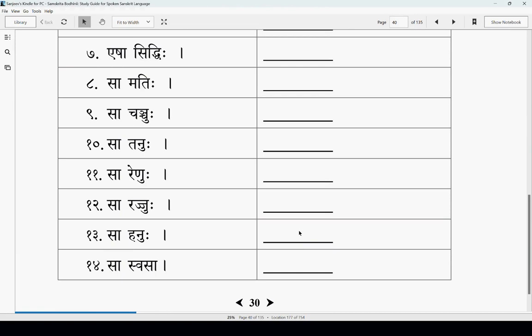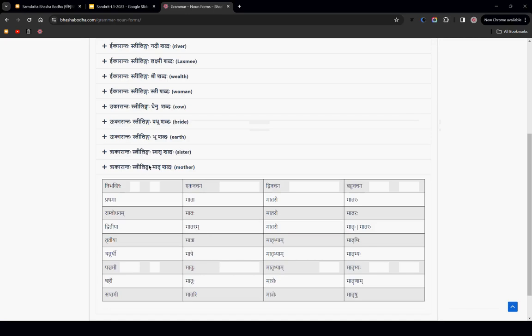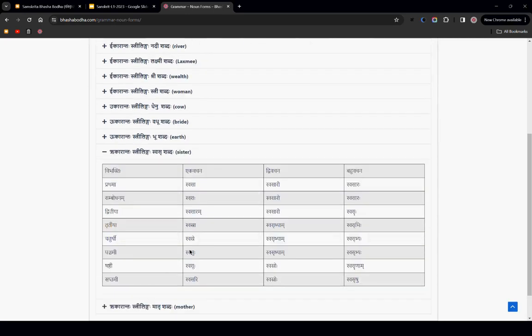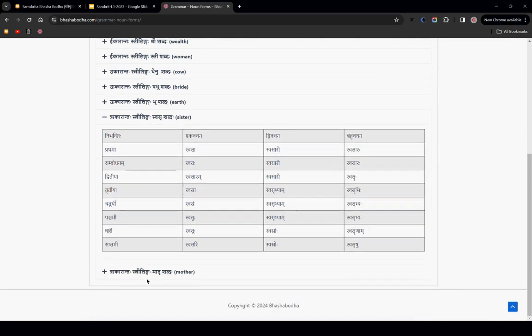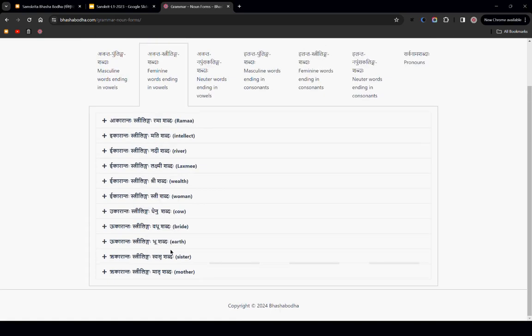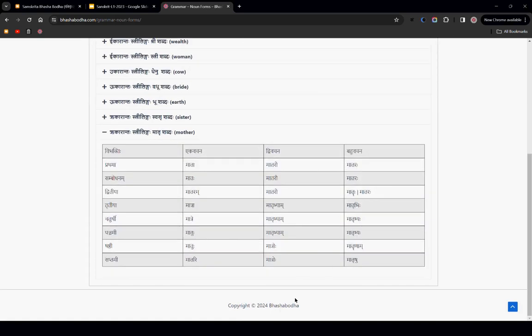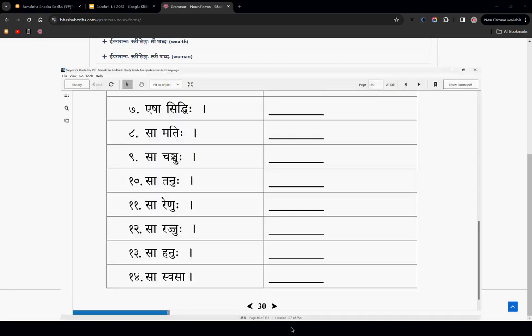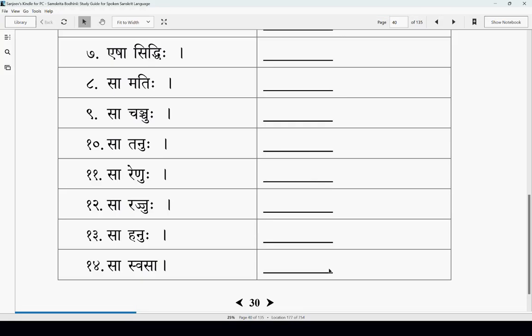Though there is again some difference here. Swasru is the base word like Matru. Swasru Shabda is given here. There is some slight difference. Similar to that, we have Netru or Datru: Data, Dataro, Dataraha. Here we have Swasa, Swasaro, Swasaraha. Whereas if you look at Matru, we have Mataro, Mataraha. So that's the difference here. Swasa, Swasaro, Swasaraha. Mata, Mataro, Mataraha. So keep that in mind while you are using the Bahuvachana form of Swasa.